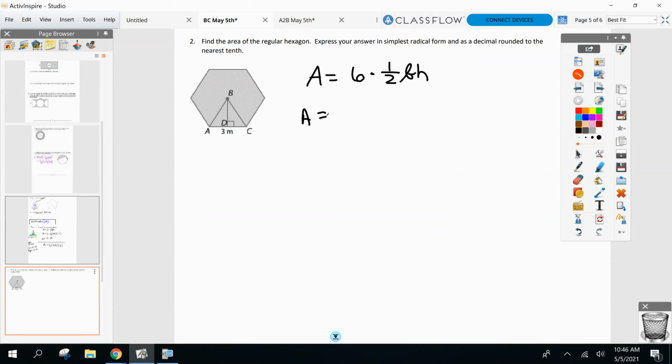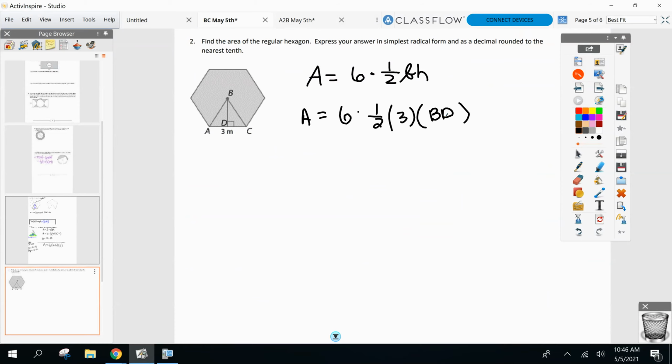Where can I use the 3? Base. Yeah, that's the base of one of the triangles I'm trying to find here. So 1/2 times 3. We just got to find BD, the height. That's all we need to find. How long is BD? All right, let's get to it somehow.